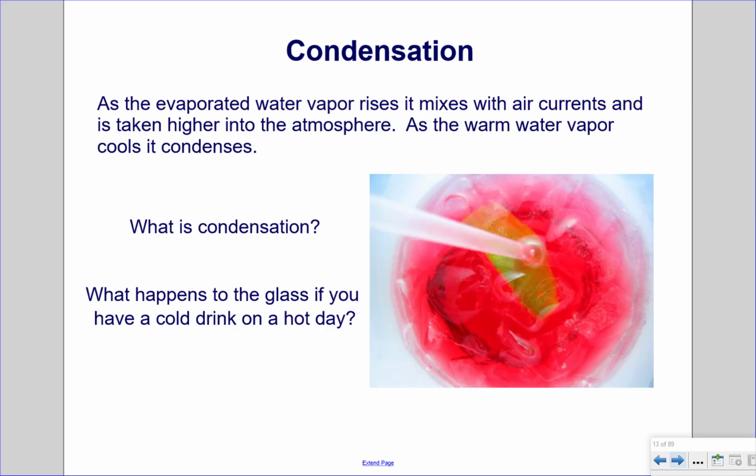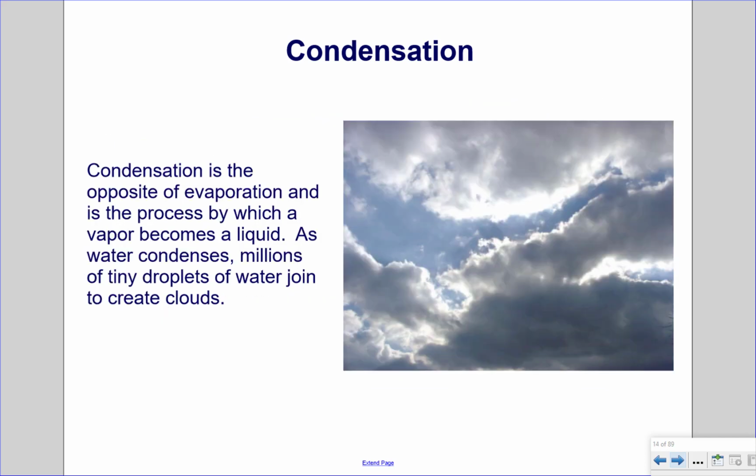Condensation. As the evaporated water vapor rises, it mixes with air currents and is taken higher into the atmosphere. As the warm water vapor cools, it condenses. What is condensation? What happens to the glass if you have a cold drink on a hot day? Condensation is the opposite of evaporation and is a process by which a vapor becomes a liquid. As water condenses, millions of tiny droplets of water join to create clouds.